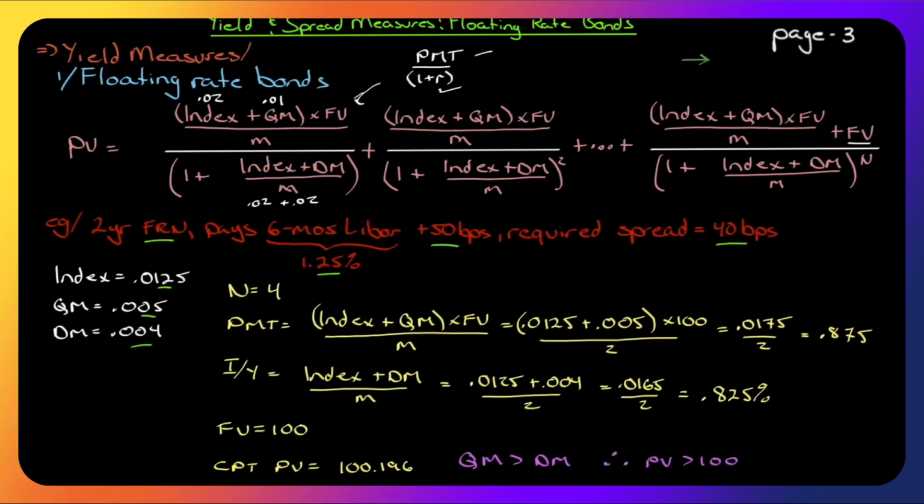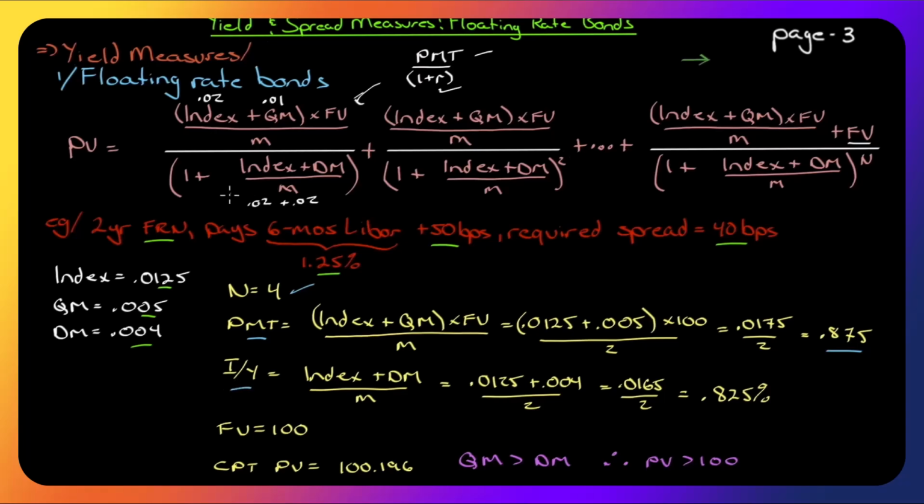So let's price this thing out. What is our N? 4. It's a 2-year, pay 6-month LIBOR, so I know it's semi-annual, it's 4. What is my payment going to be? Well, my payment is just my numerator up here. Look what I've done. There's my index plus my quoted margin times the future value divided by the periodicity. So I know that my index, LIBOR, is 1.25. I know that my quoted margin is 50 basis points, 0.005. Add these two together, multiply by 100 to get the payment, divided by 2 because it's semi-annual, my periodicity. There's my payment, 0.875.